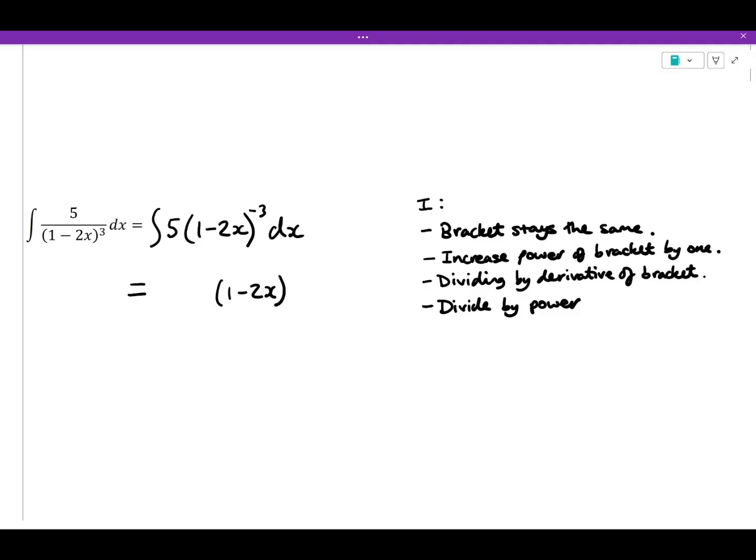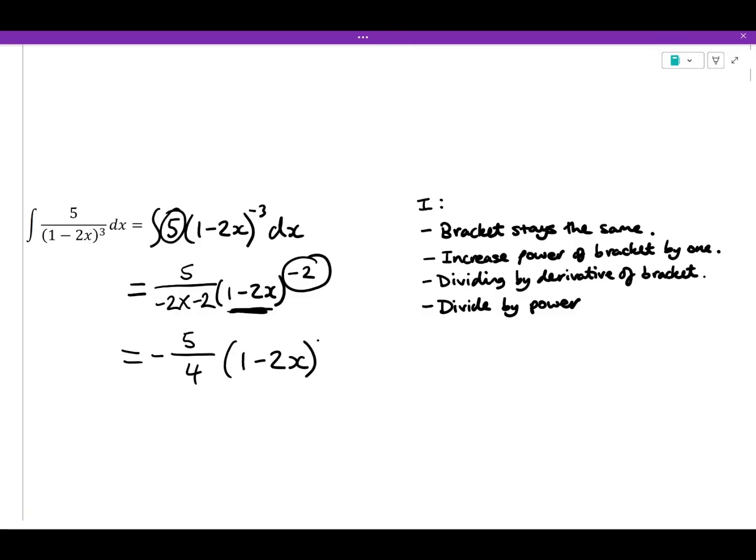Then it says increase power of the bracket by 1. So -3 plus 1 is -2. Be careful not to write -4, which is a common mistake. We're then going to divide by the derivative of the bracket. So I already differentiated it in my reverse chain rule check. I got -2. Okay, so what I'm going to do is take this 5 here, and I'm going to divide by -2, the derivative of my bracket. But we also need to divide by my new power. Okay, so we're also going to divide by -2 again. So I'm going to multiply by -2 in my denominator. But if we simplify that, we get -5 over 4 multiplied by 1 subtract 2x to the power of -2. That should be plus c. Don't forget your plus c's.